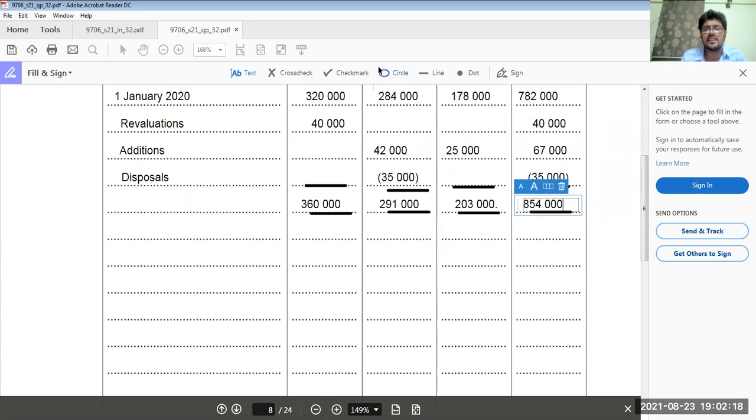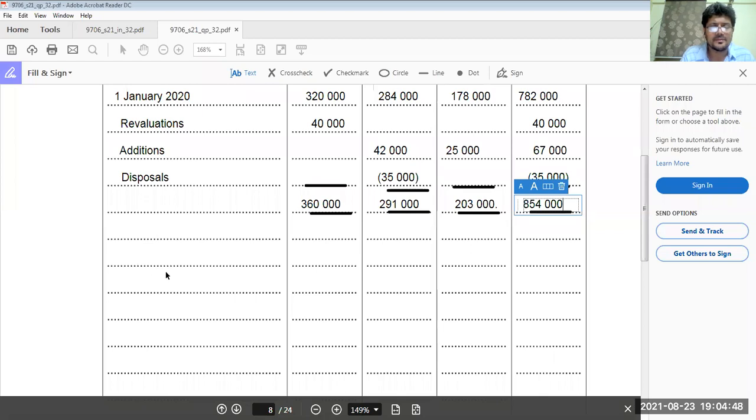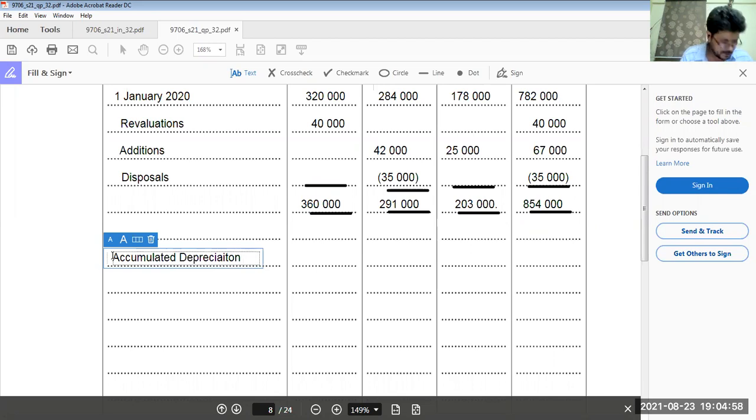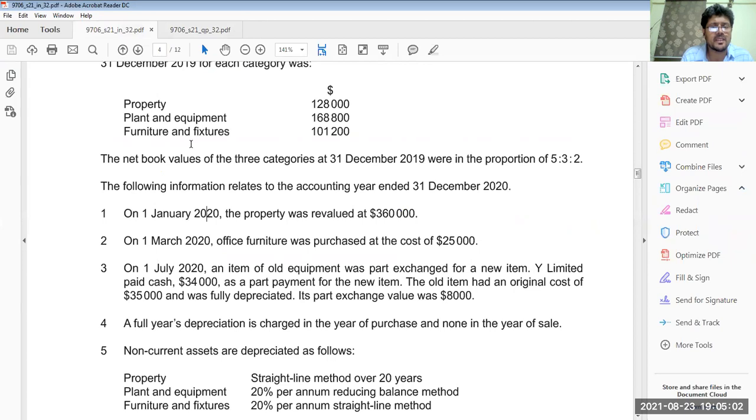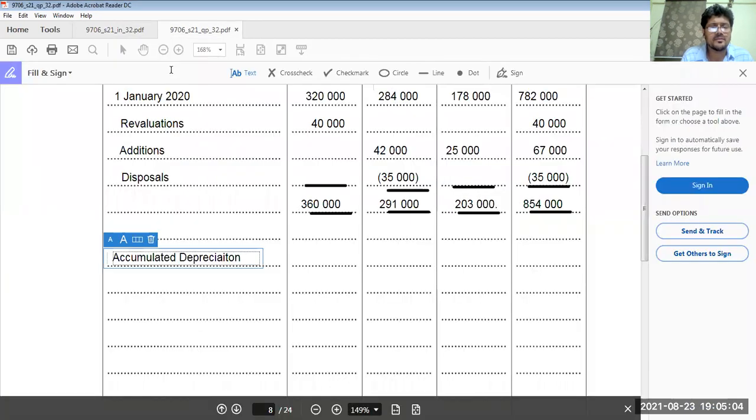That schedule must be made very carefully. So after costs and valuations, we'll come to accumulated depreciation or provision for depreciation. Accumulated depreciation was given for property, and plant at the start of the year. 128,000.